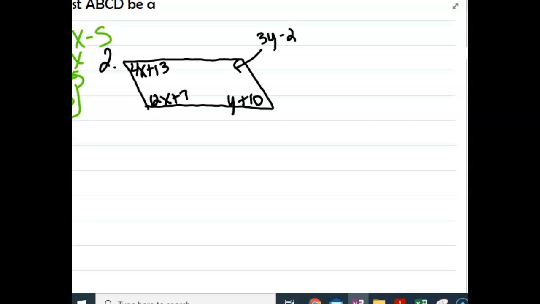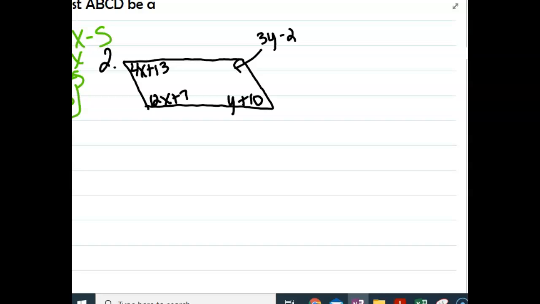Now, once again, I'm trying to say, okay, if this was a parallelogram, what would x and y need to be? So this time I'm given the angles of a parallelogram. What do we know about the angles of a parallelogram? Okay, the consecutive angles are supplementary. They add to be 180. So if I were to add these, I could set them equal to 180, or I could add these and set them equal to 180, or I could add these and set them equal to 180, okay?